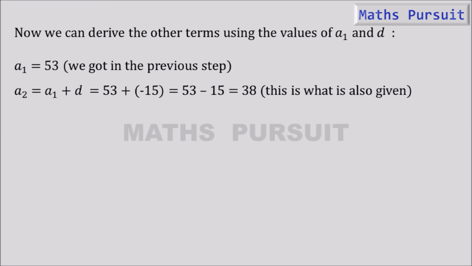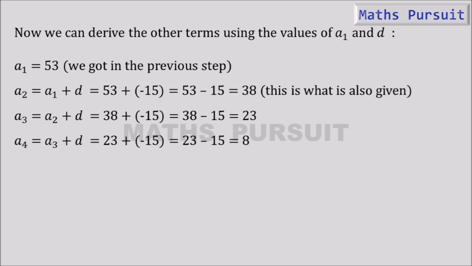This is what is also given in our question. Now we are going to find out A3. A3 is equal to A2 plus D, so that is equal to 38, which we got in the above step, plus minus 15, so that is equal to 38 minus 15, that is equal to 23. A4 is equal to A3 plus D, that is equal to 23, which we got in the above step, plus the common difference D minus 15, so that is equal to 23 minus 15, that is equal to 8.